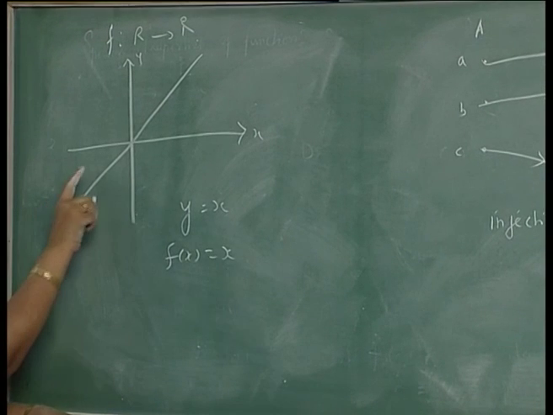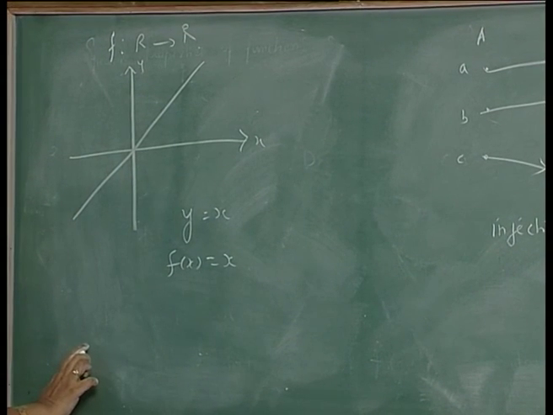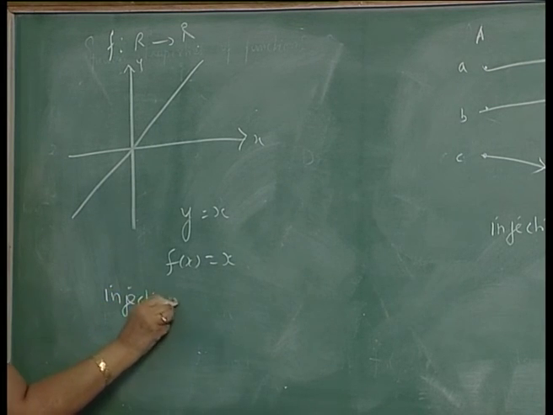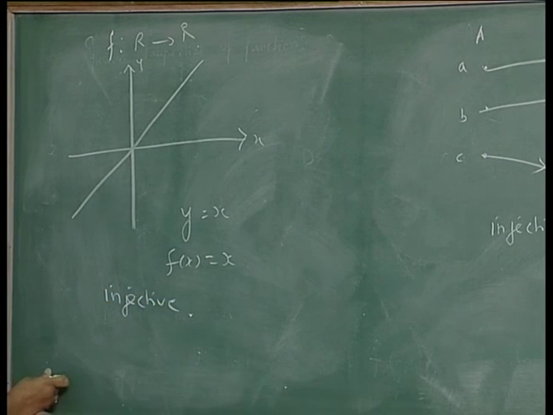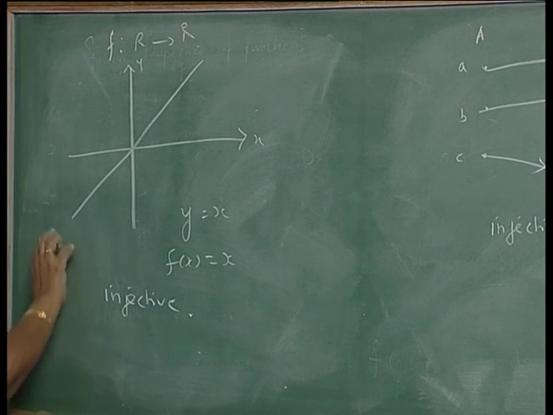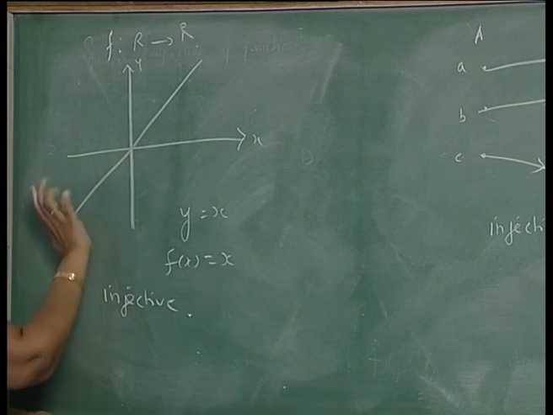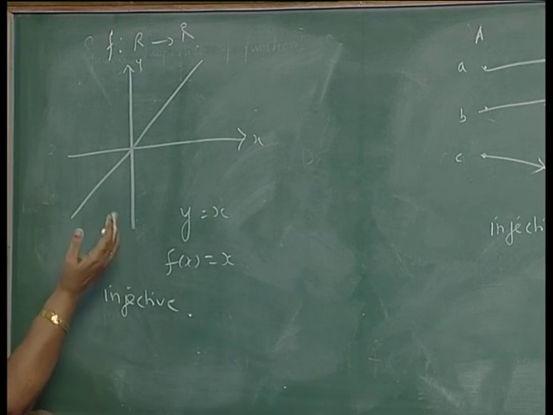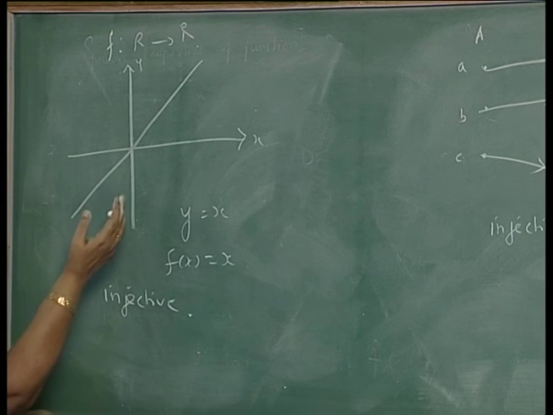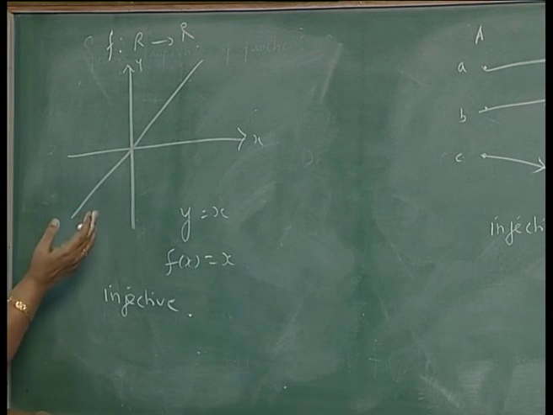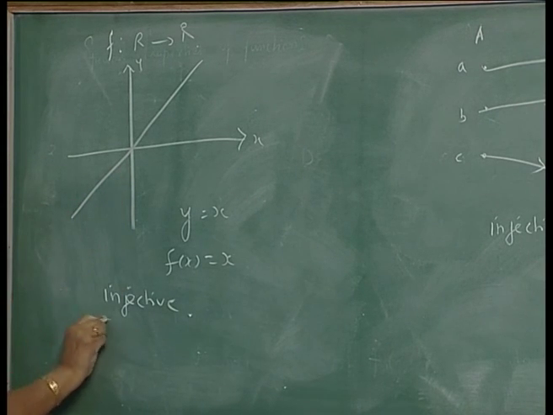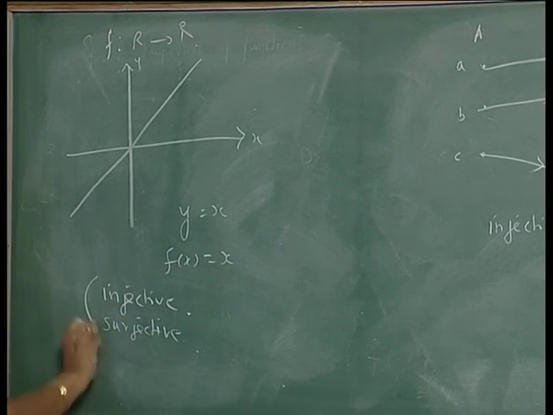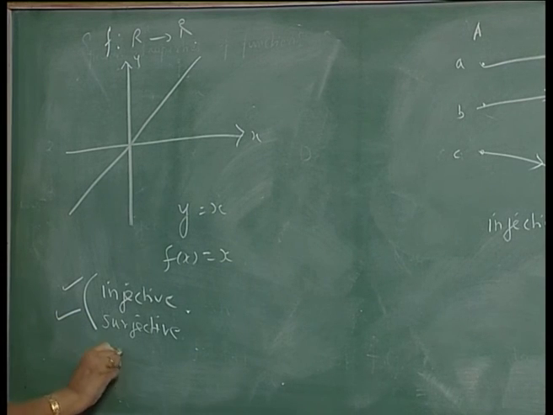Different elements are mapped onto different elements. So, it is injective, right, and every element is the image of some element, is it not? If you take some real number p, p is the image of p. So, it is also surjective, and hence because these two are satisfied, it is bijective.